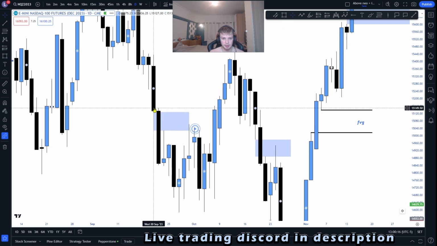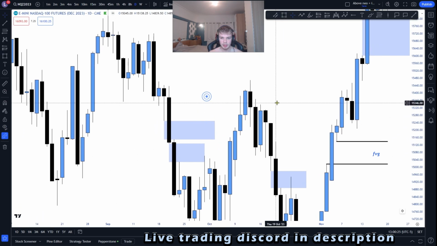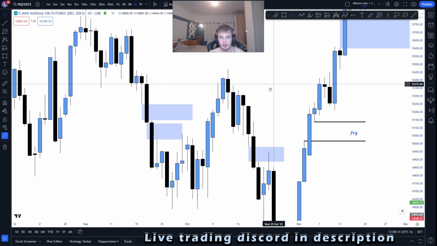is a fair value gap, 1, 2, 3, and then right here there is also another fair value gap, bearish fair value gaps. Yeah, so that is how you're going to find your fair value gaps.